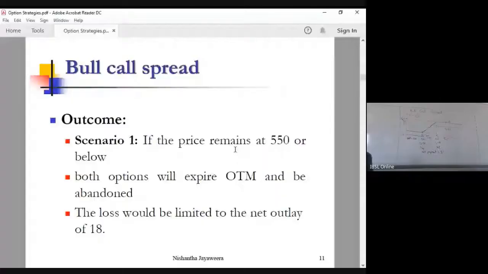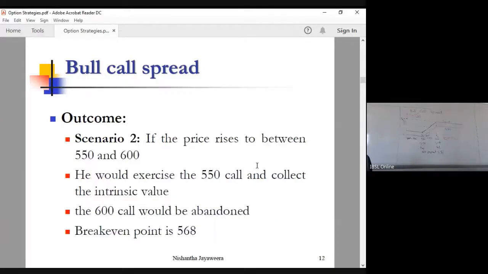In scenario 1, if the price remains at 550 or below, then both options will expire. Nobody will exercise because they are out of the money options. The loss would be only the net payment that you made, that means the net outlay, the premium that you pay. In scenario 2, when the price is between 550 and 600, the investor who bought the bull call spread will exercise his right, but the call option he sold at 600 will expire without doing anything.